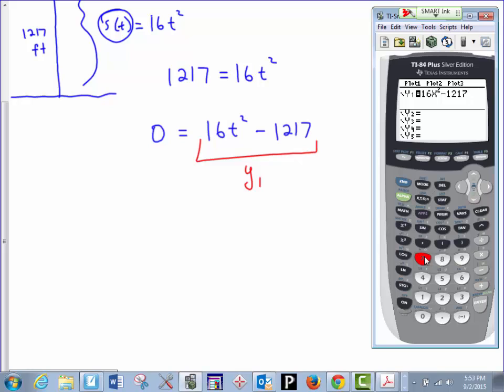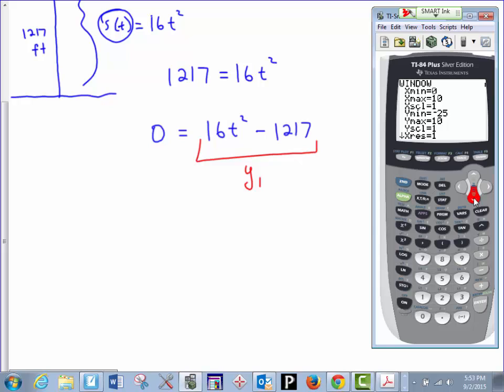Now, in order for this to show up on our graph, we need to set a window that would include the negative 1217 as our y-intercept. So let's go to our window. In this case our t value, which is x in our calculator, is time. We don't want to use negative time, so let's start our time at 0. We don't know how far we want the time to go, so I'm going to leave that at 10 for right now. We can change that later.